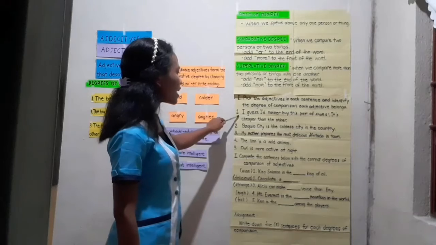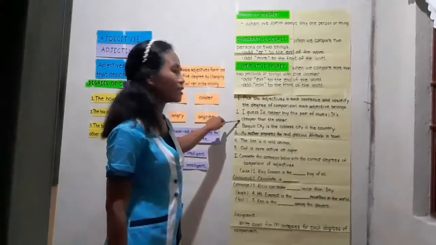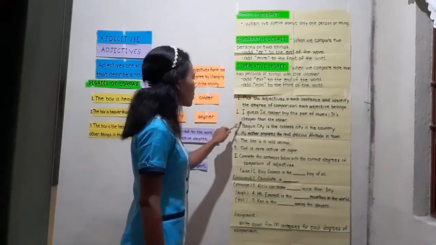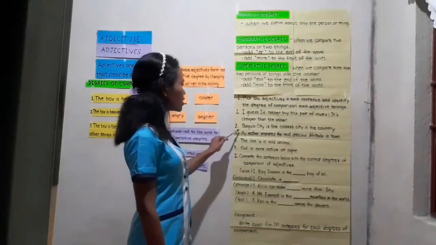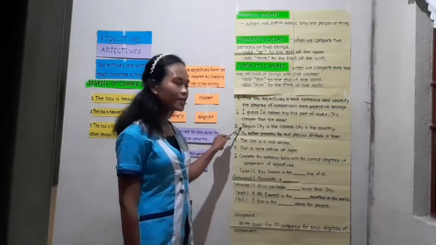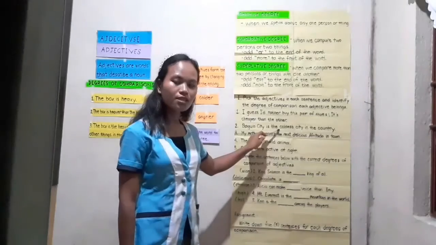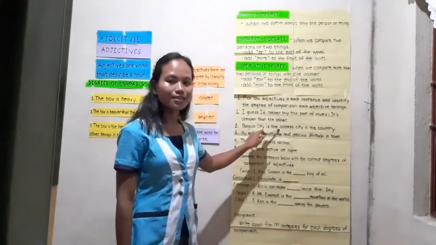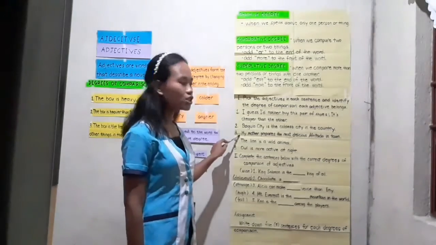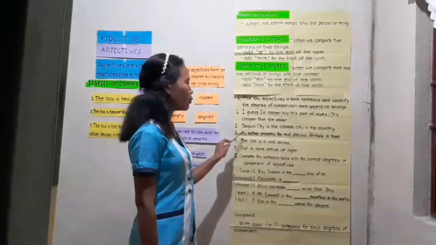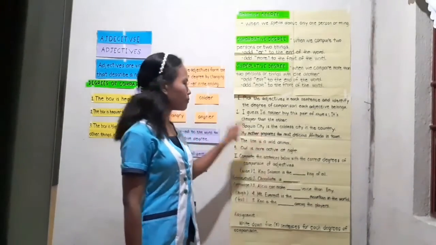Number 1, I guess I'd rather buy this pair of shoes. It's cheaper than the other. Okay, what is the adjective? We have cheaper. Cheaper is in the comparative degree. Very good. Number 2, Baguio City is the coldest city in the country. Okay, we have here the adjective coldest, which is in the superlative degree. Number 3, my mother prepares the most delicious afritada in town. Okay, we have most delicious, which is again in the superlative degree.